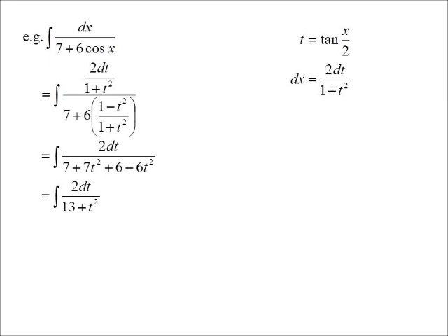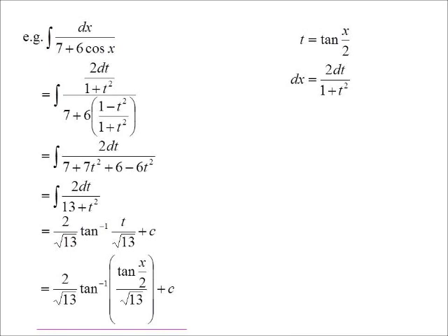That's our standard integral for inverse tan. A in this case will be the square root of 13. So I've got 1 over a, or 2 over a because of the 2 on top. So 2 on the square root of 13, inverse tan t on the square root of 13. Now we substitute back in for t, and t was tan x on 2. Be real careful on that, because remember x on 2 is the angle, so we don't put the 2 in the denominator of the root 13. It's tan of x on 2 on root 13, plus of course the constant.